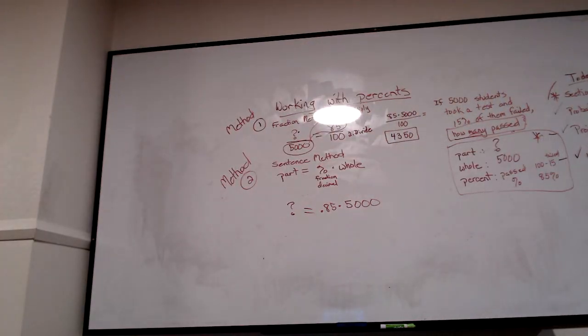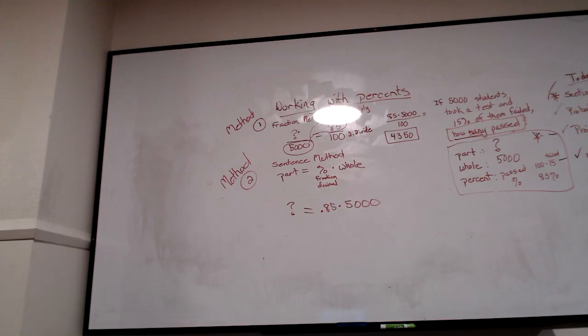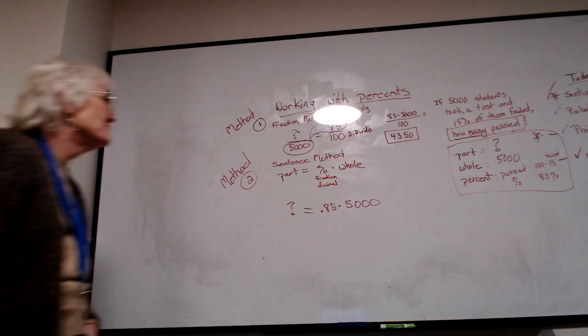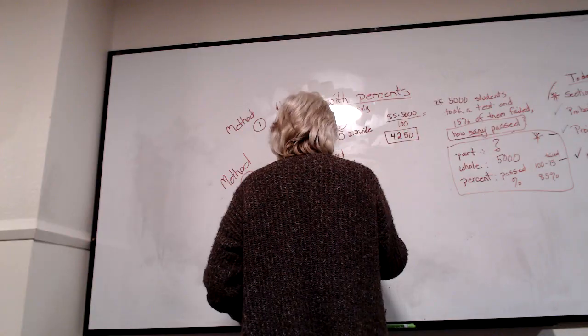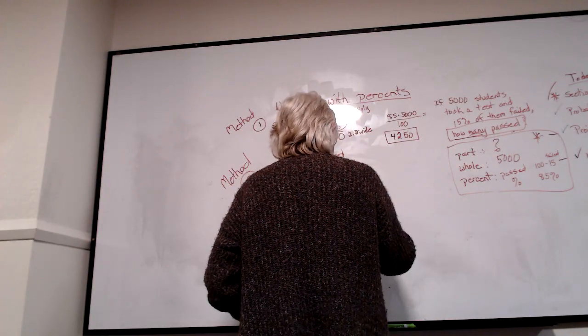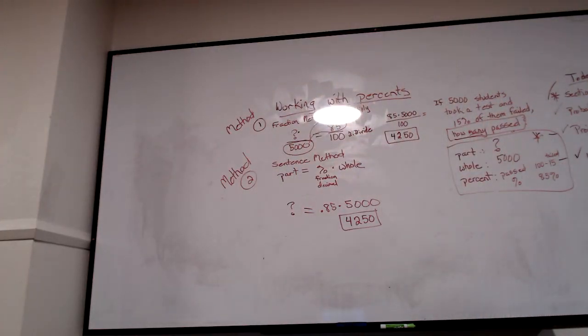So somebody do that in their calculator and see what you get. 4,250. What was the last one? Was it 4,250? Both of them? Yeah. Okay. Do you see that no matter which method I use, I got the same answer?